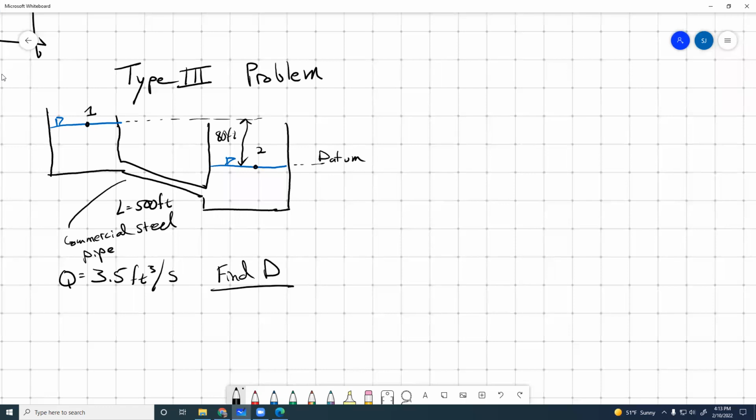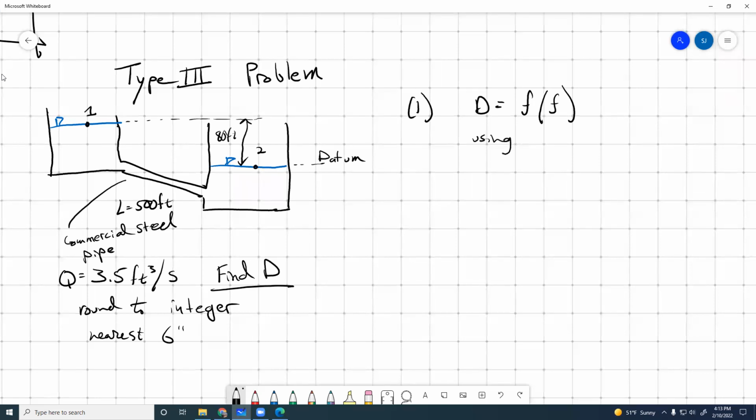So what we're going to do is calculate it, and then you're basically going to round to an integer. Maybe it's going to be the nearest 6 inches or something like that, right? Based on available pipe sizes. Okay. So I'm going to give you the way to solve this, and then we'll pick it back up next time in class. So first we're going to have equation 1, which is going to be diameter is equal to a function of F. And that's using the Darcy-Weisbach equation.